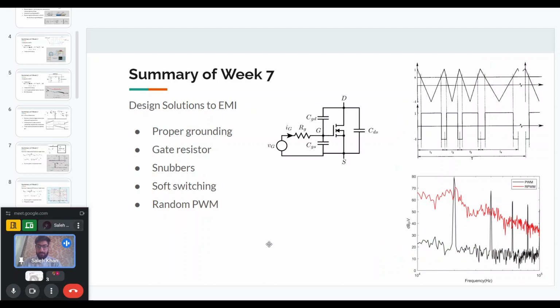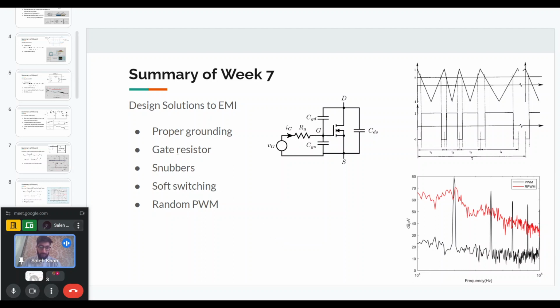Next, proper grounding is also important, because as we mentioned, the capacitance with respect to the ground is what provides the path to these common mode currents. If the grounding is done in a proper way so that the capacitance is reduced, or the path for the common mode is of higher impedance, then we can reduce the EMI.